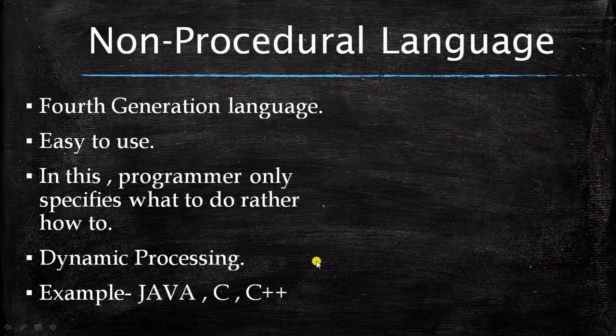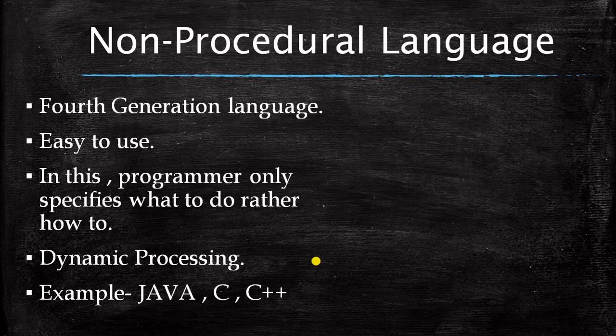So non-procedural language is a fourth generation language. It's very easy to use. Here the programmer has to just tell what to do, rather than how to do it. You just have to add it, and the basic things will be done by the programming language itself. It's a dynamic processing programming as well, so wherever you want you can make some changes.